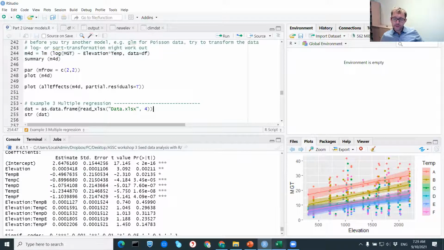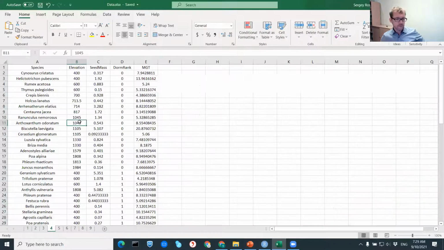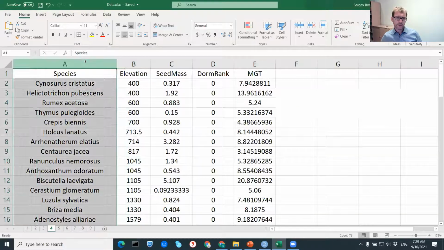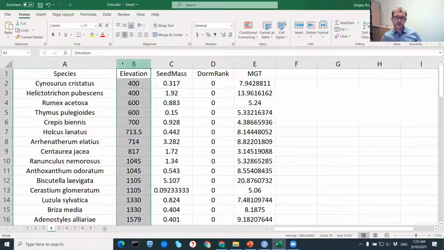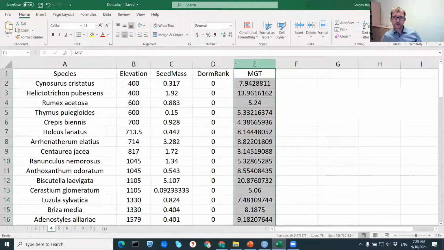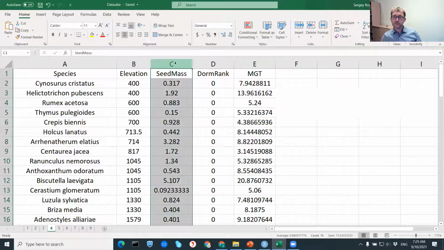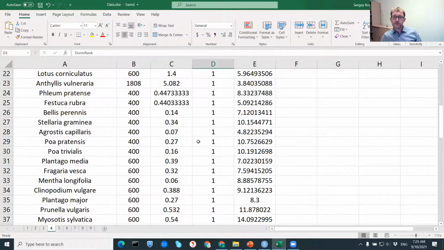And now we will be working with a multiple regression. So basically, we're staying in the same study system. Again, I have different plant species. I collected seeds of those species at different elevations. And in addition to mean germination time, what we have just done, I also have data on seed mass, or seed size, seed weight, whatever I prefer to call it, and also data on dormancy.